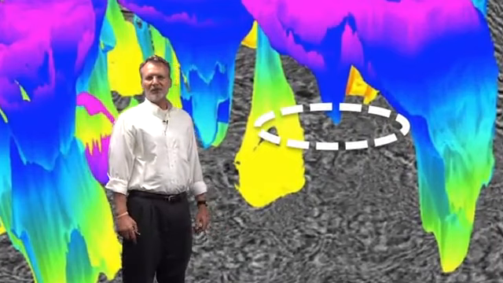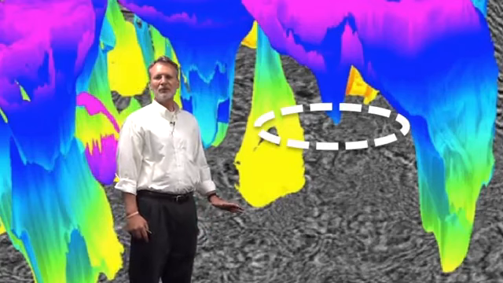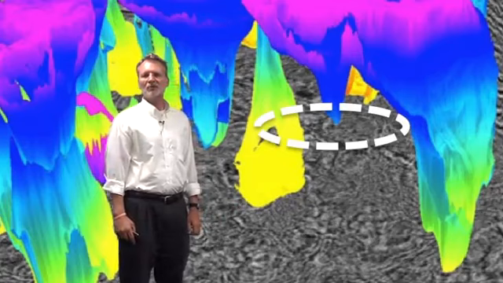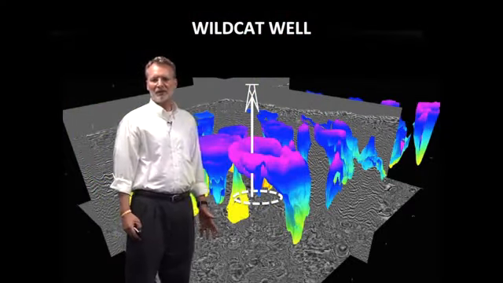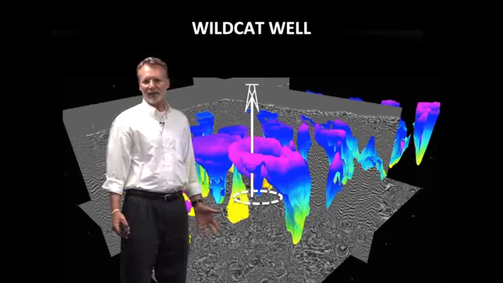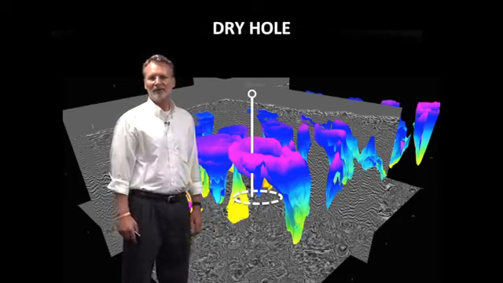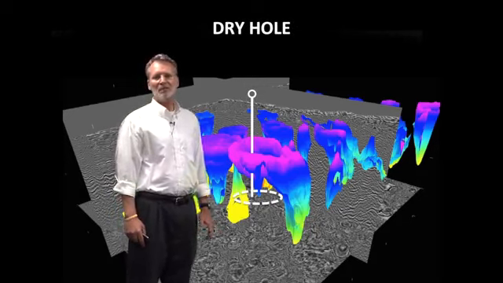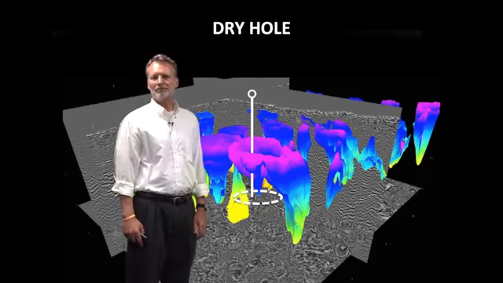If geologists can convince management or investors that their prospect is worth drilling, then this first well drilled into a previously unexplored area is called a wildcat well. Chances are that the wildcat well will not hit oil and/or gas, in which case it's a dry hole. And even if the well does contain some oil and gas, it may not be enough to cover the cost of completing the well. In either case, the well is plugged and abandoned.